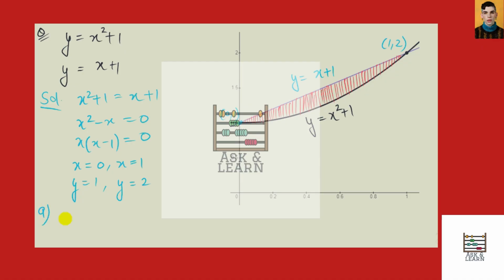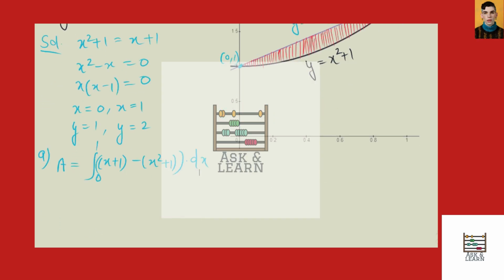So in the first part, we will get this area A by integrating for the limit x equals 0 to x equals 1. We can see this area is extending from x equals 0 to 1. Now this will be f of x minus g of x, and f of x will be the upper curve, which is y equals x plus 1. So this will be x plus 1 minus g of x, which is the lower curve, y equals x square plus 1. So minus x square plus 1, dx. So this will give the area enclosed by these two curves.